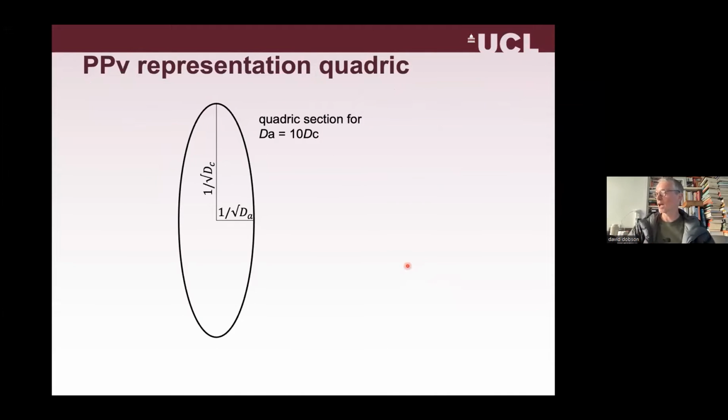Those of you who have a geological training will know about quadric sections. This is directly equivalent to the optical indicatrix for polarized light, for the propagation of light through geological crystals. So for a second rank tensor like diffusion, you plot 1 over the square root of the diffusivities to produce the quadric section. Okay, and this is one that's drawn for the diffusion in the A direction is 10 times the diffusion in the C direction.